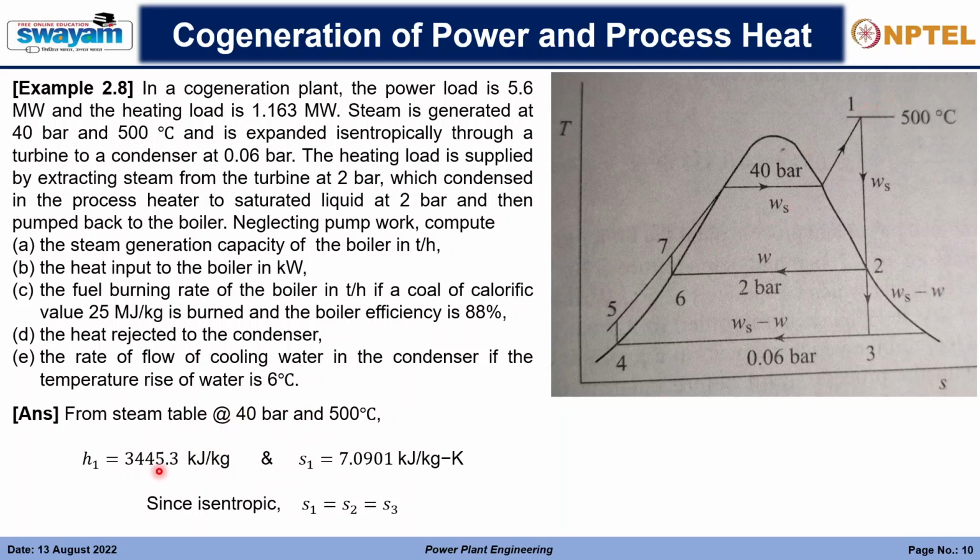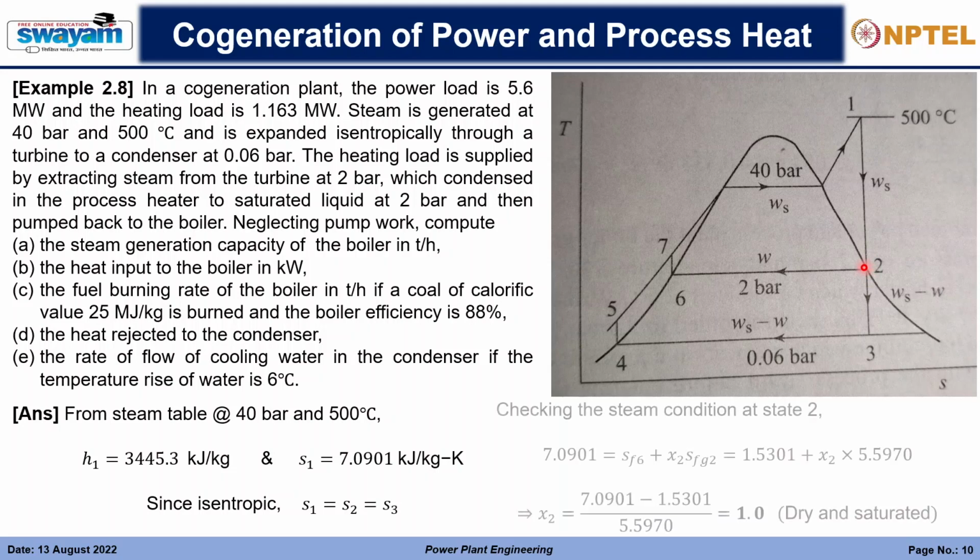This is given at 40 bar and 500 degrees Celsius. From the steam table you will get H1 and S1, the enthalpy and entropy at this particular point. Since it is isentropic, S1, S2 and S3 are equal. It is given that point 2 is saturated, but there's no problem in checking, right? At point 2 the dryness fraction should be 1. So can we check that?